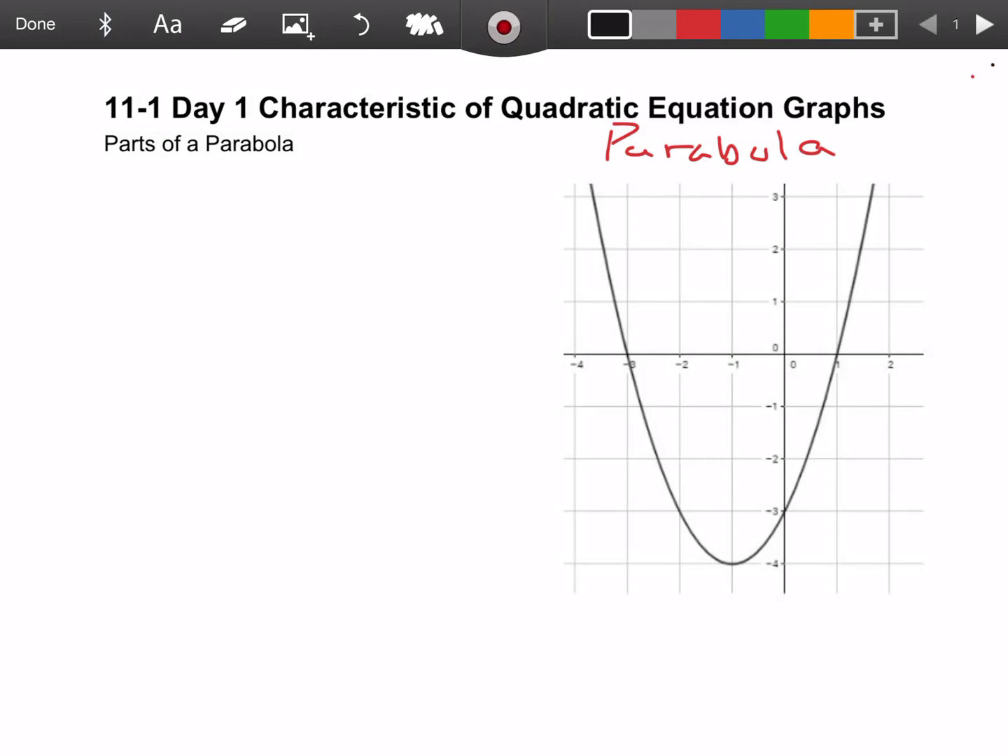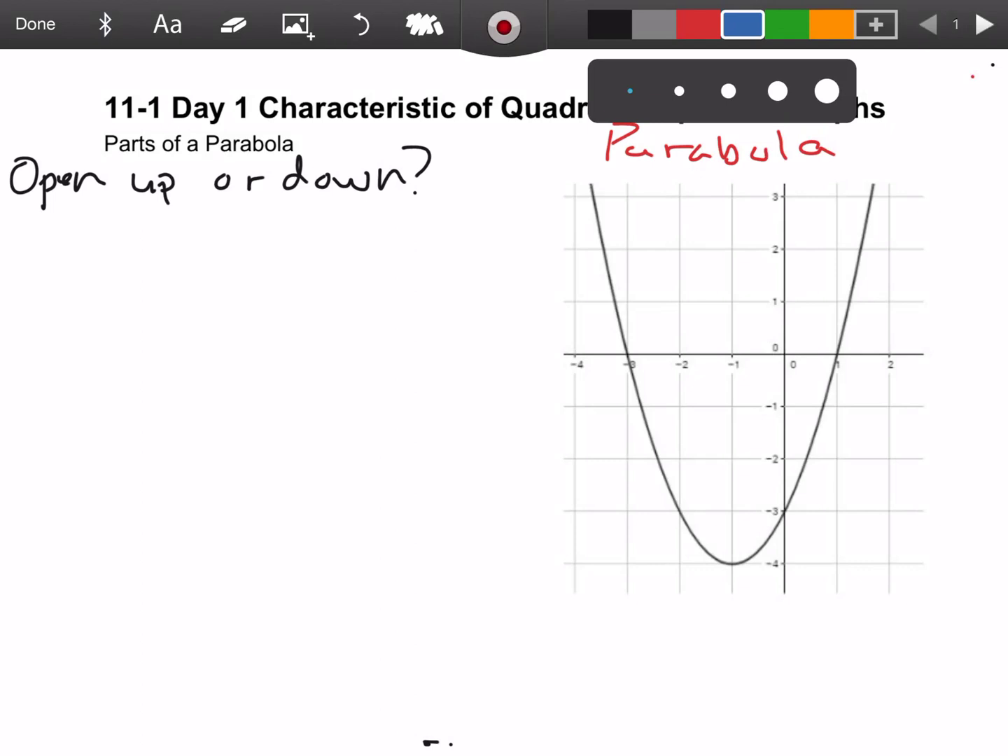There are just a handful of things that we want to be able to get down before we start talking about equations. So parts of the parabola that we want to talk about is, does it open up or down? That's one thing that we're going to be finding. Obviously, this one opens up, but we're not going to talk about the specifics here. We're going to talk more about general things.